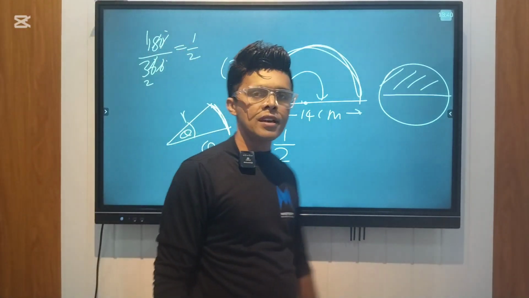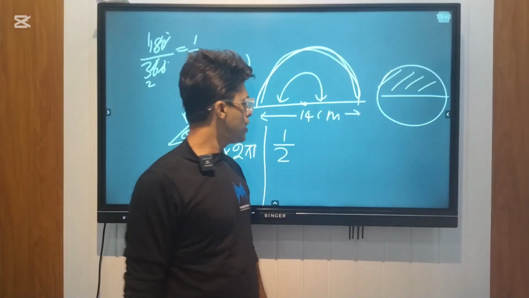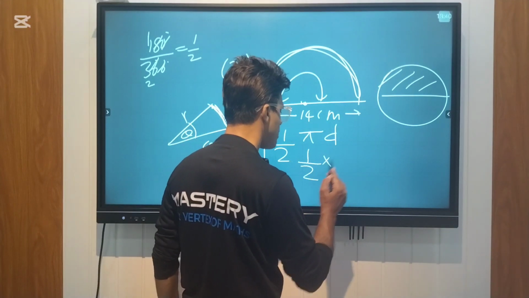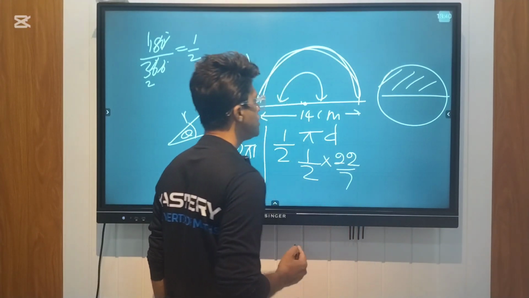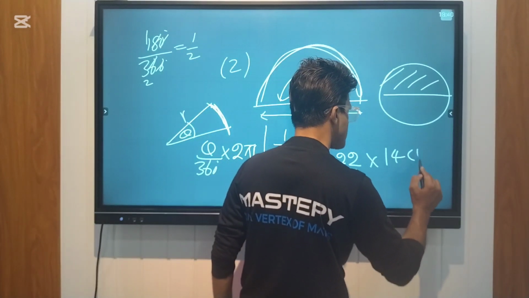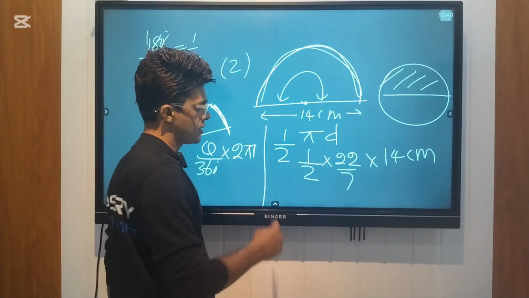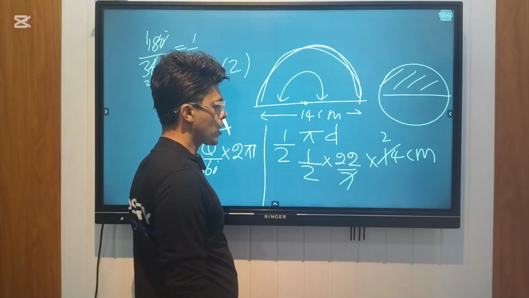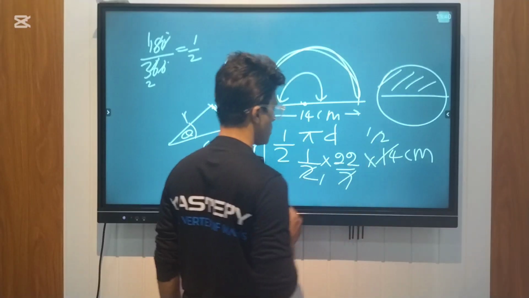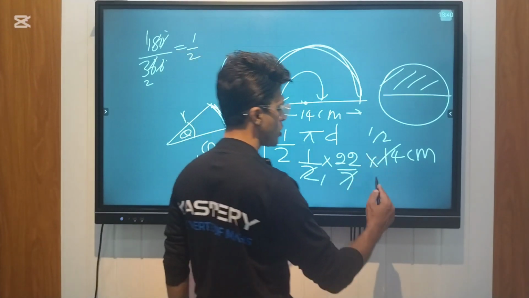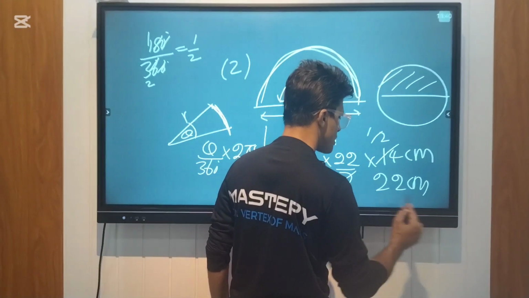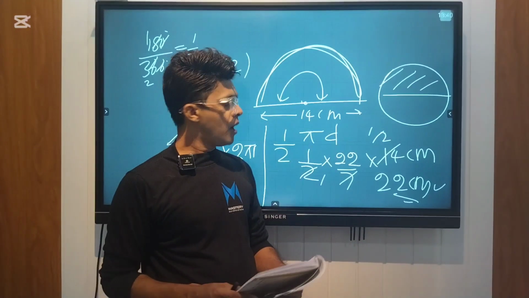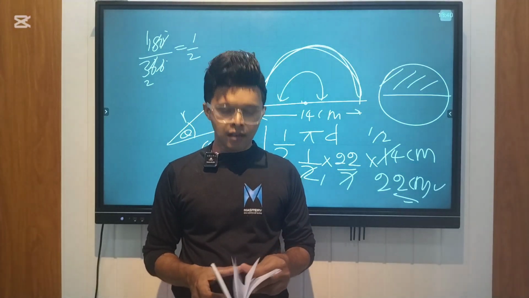Then here we have been given the diameter. Therefore, we could write this as half into pi d. Pi means 22 over 7, and d means 14 cm. Let's simplify that. This 2 and this 2 can also be cancelled out. So 1 into 22, 22. The answer is 22 cm. 22 cm is the arc length of this semicircle.